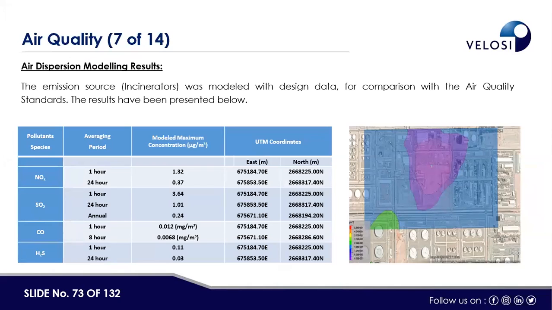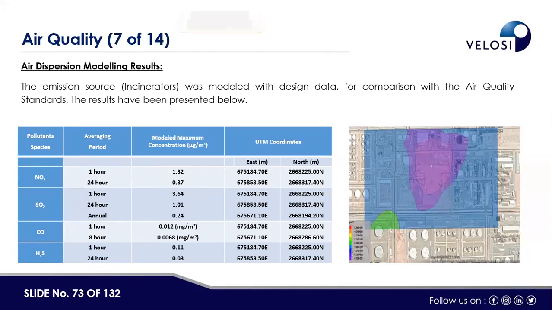carbon monoxide, and hydrogen sulfide. And you can see the averaging periods that we modeled the software for: 1 hour, 24 hour for oxides of nitrogen, and then for sulfur dioxide we model for 1 hour, 24 hour, annual. For carbon monoxide we model the software for 1 hour and 8 hour, and then for H2S we model for 1 hour and 24 hour. We model this software for these averaging periods based on the standard, because NO2 has a standard in UAE for 1 hour and 24 hours.